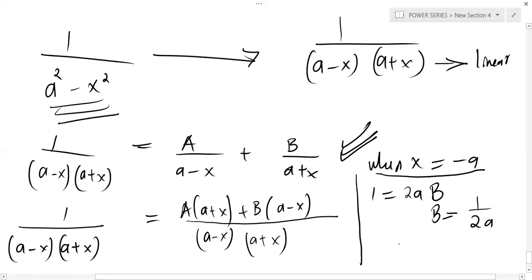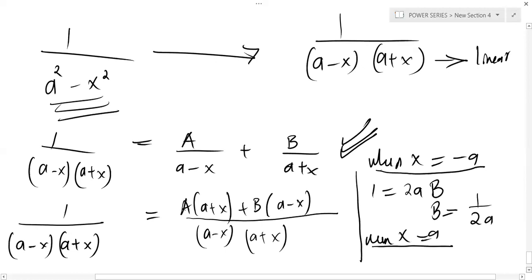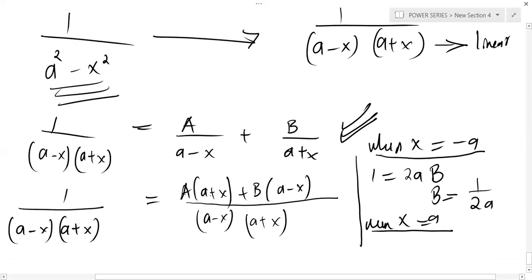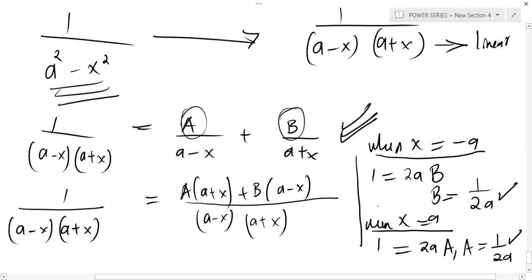Then when x is equal to positive a, we have 1 on this side, equal to A times 2a, and then the B term has a minus a, which is 0. So what is the value of our A? Our A is equal to 1 over 2a.